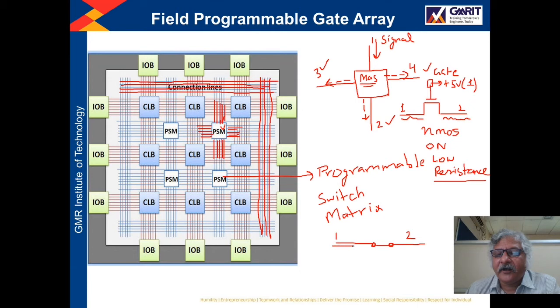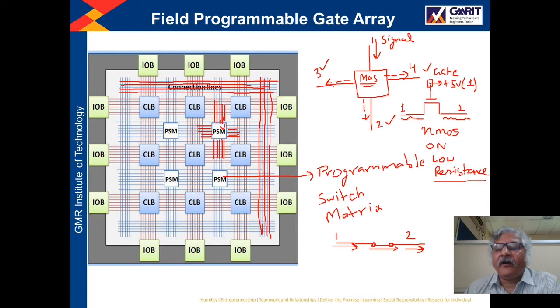So suppose some signal is moving in wire number 1 in this way, now this signal can pass through this MOSFET and reach wire number 2. In this way we can do the routing. So in this way we are routing the signal from wire number 1 to wire number 2, right? For this, we are sending plus 5 volt to the gate.